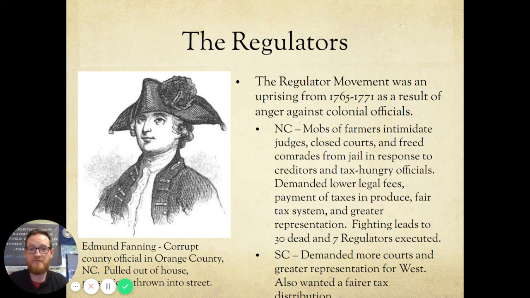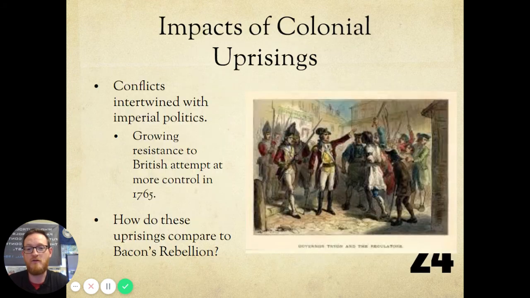So as a result of the French and Indian War, and then again, the Proclamation Line, that is going to lead to a lot of unrest, especially in the western part of your colonies. So the impact of these colonial uprisings, you're going to see that these conflicts are also often intertwined with politics. And a lot of times it's going to cause a lot of anger towards the British, and it's going to lead to growing resentment and a growing resistance to the British and their policies. And we're going to see that as the years build, as we get closer to the American Revolution, and as the British become more heavy-handed, that's going to lead to even more resistance.